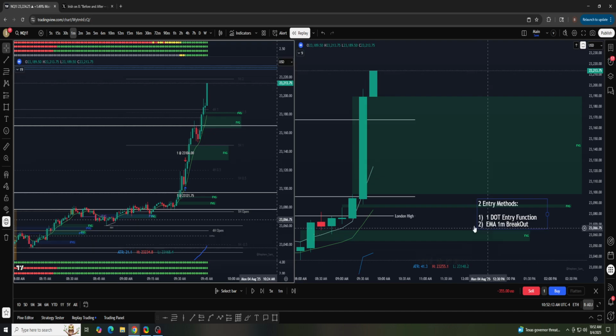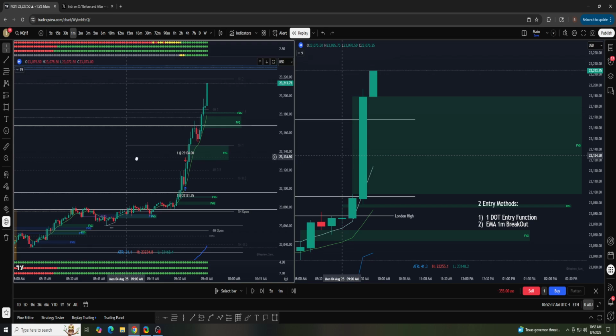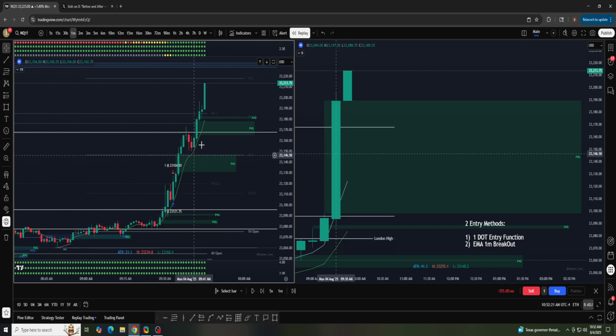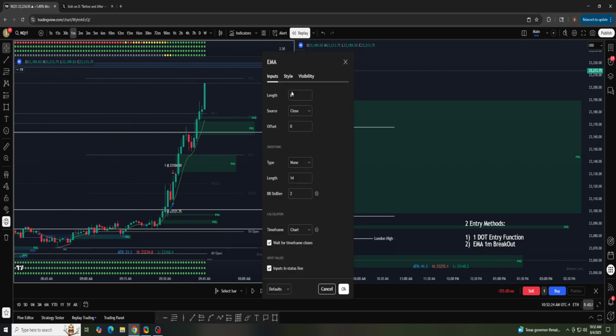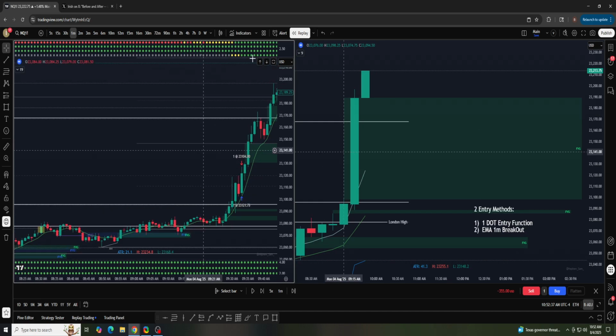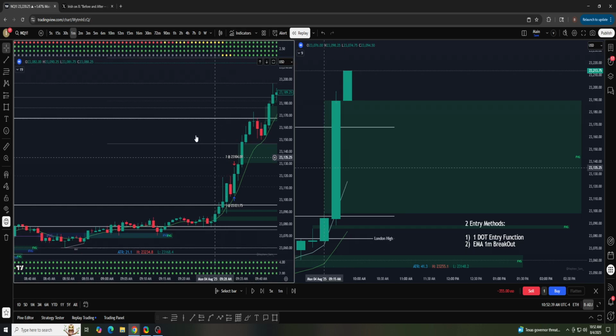And then the other entry function I want to talk about is the EMA 1 minute breakout. And so you can use an 8-minute EMA. I think that's what this is. You can obviously tell that there should be like a 20 EMA on there too, but whatever. That's the leading EMA. So when the dots are all green, basically you're looking for a retracement to the EMAs and buying the breakout.